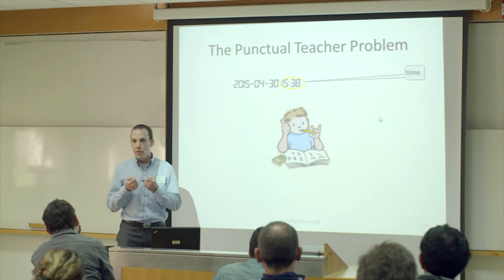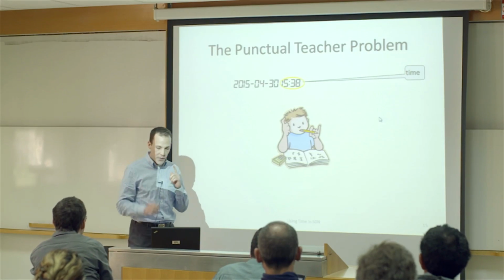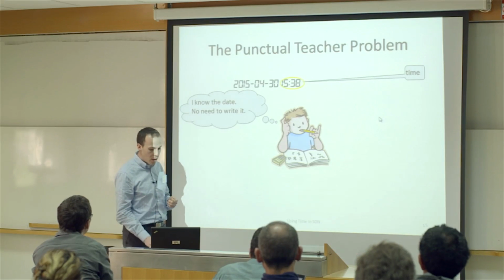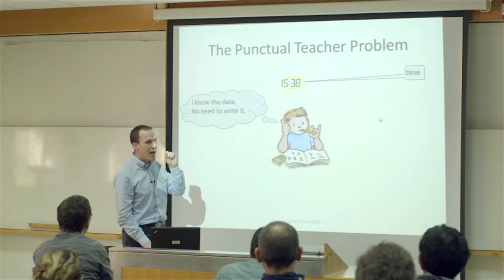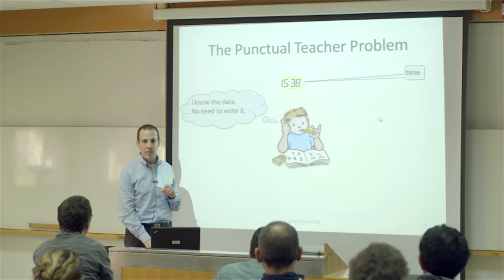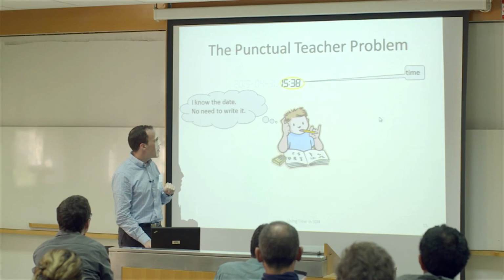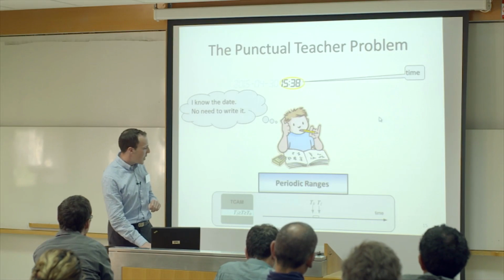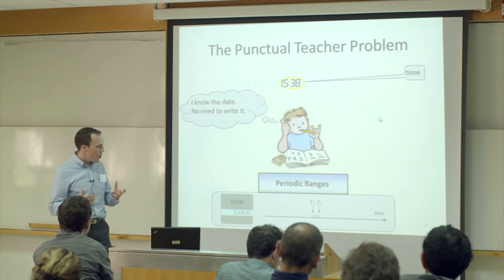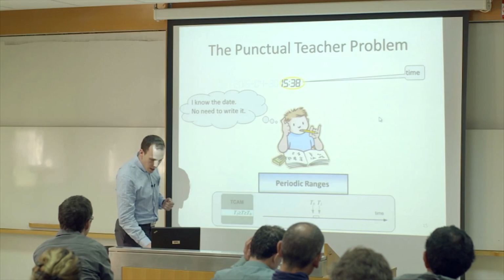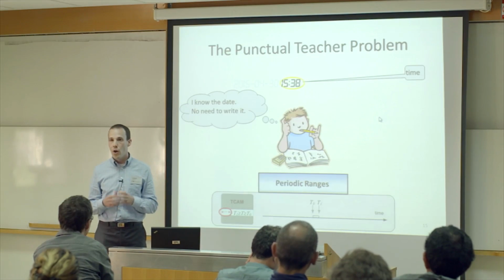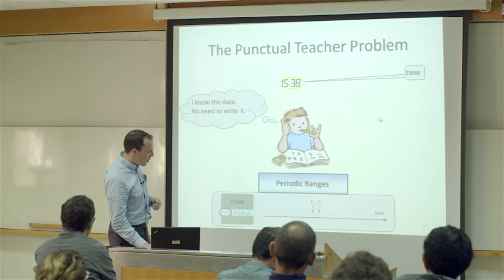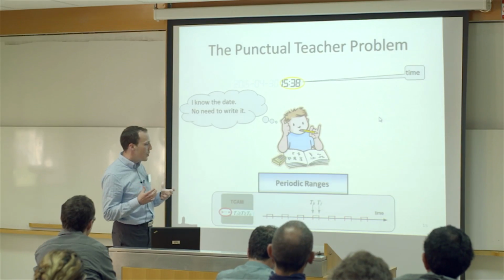Now, when the student receives this information, he thinks, okay, I already know the date, so I don't need to write it down. All I need to write down is the time at which the lesson starts. We use very similar logic, and we call this periodic ranges. The idea is that if we have a time range in the TCAM, and some of the most significant bits are known from context, we can just assign don't care to these bits, which creates a periodic time range.